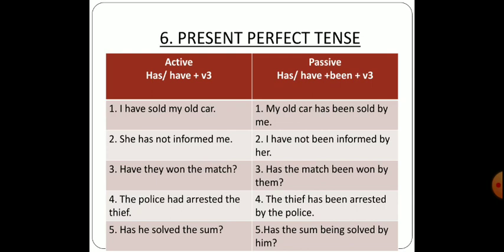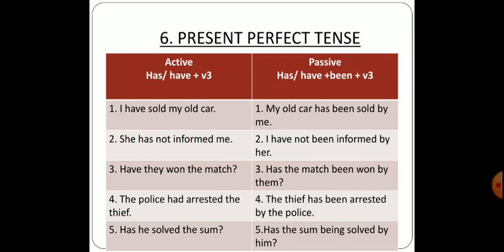This is so simple, yes? I have sold my old car. My old car has been sold by me. Next one is she has not informed me. I have not been informed by her. The next is have they won the match? So over here it changes into has the match been won by them.